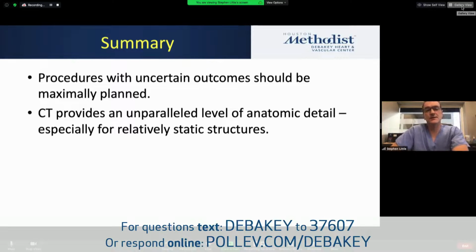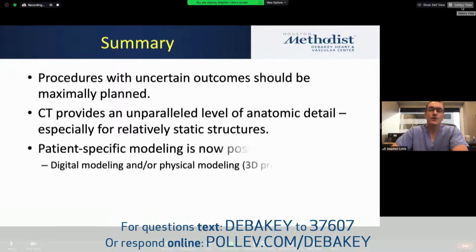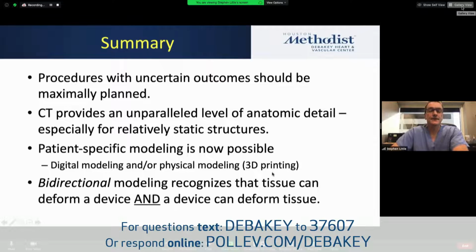CT clearly provides an unparalleled level of anatomic detail, especially for static structures. Occasionally you'll get that with a 3D echo, but not often. Patient-specific modeling is possible. You can do digital or physical modeling. And it just really introduced the notion that there is bidirectional modeling that recognizes that a tissue can deform a device and a device can also deform a tissue. I'll stop there to allow some questions.